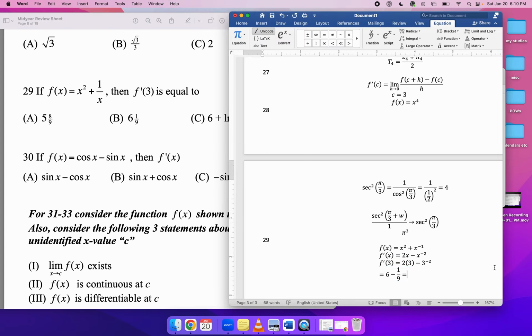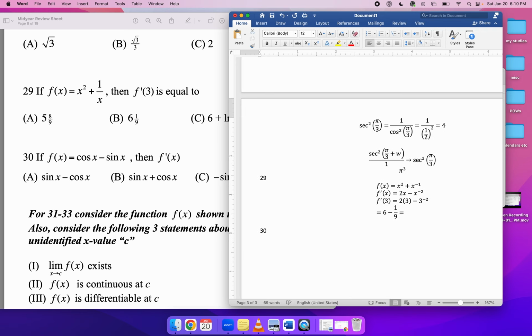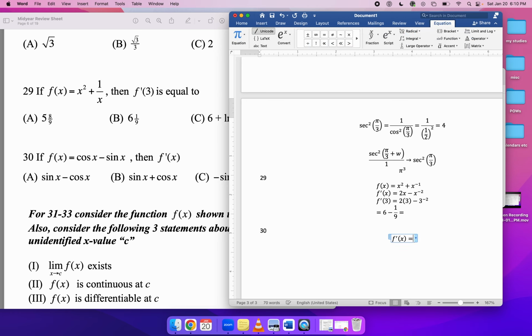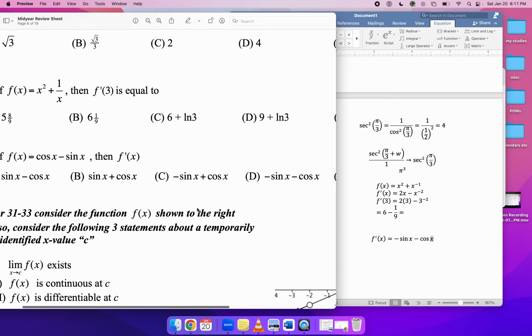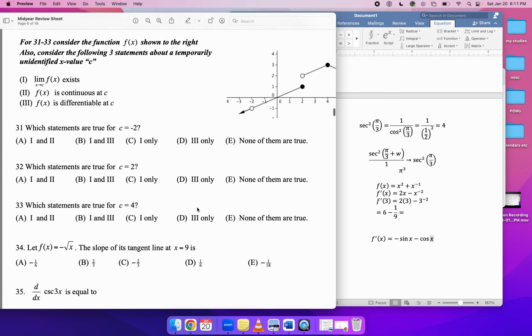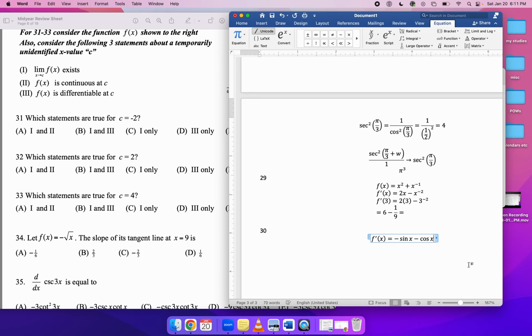Number 30. If f of x equals cosine of x minus sine of x, then f prime of x is what? They just want you to find the derivative of this function. Derivative of cosine is negative sine, and the derivative of sine is cosine, but there's already a minus sign here, so it would be negative sine minus cosine. Yeah, there it is.